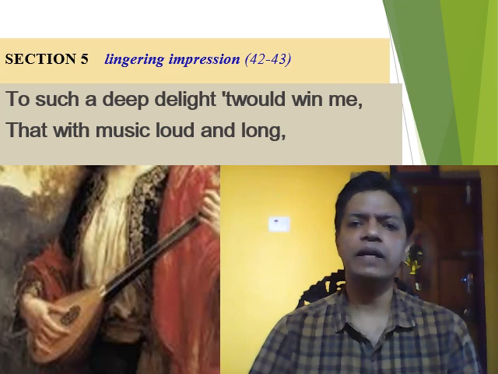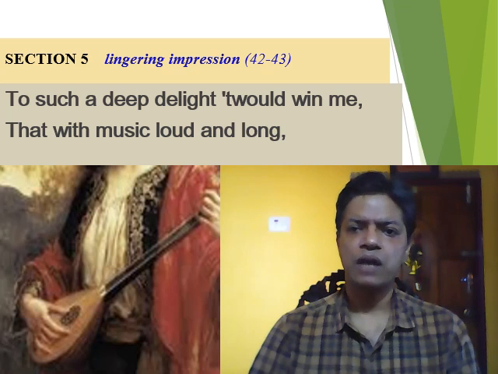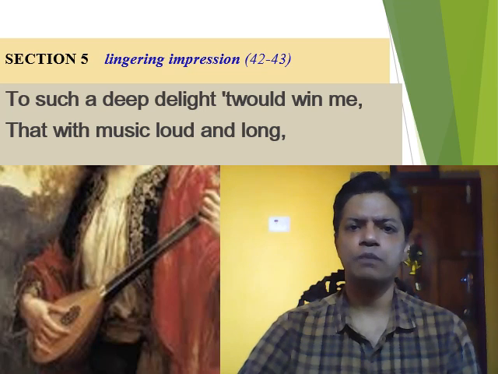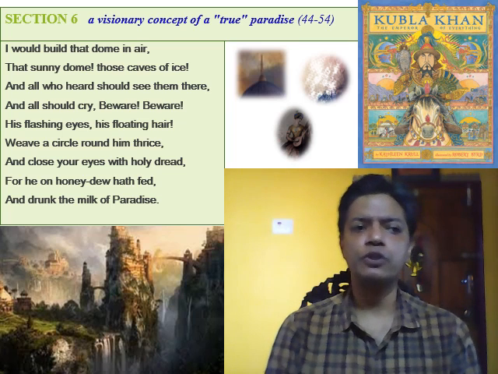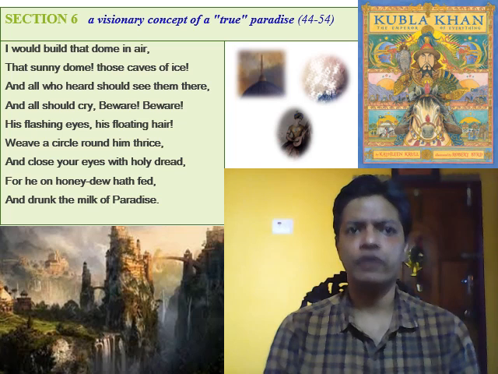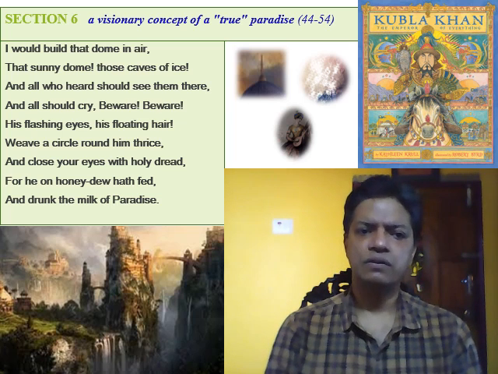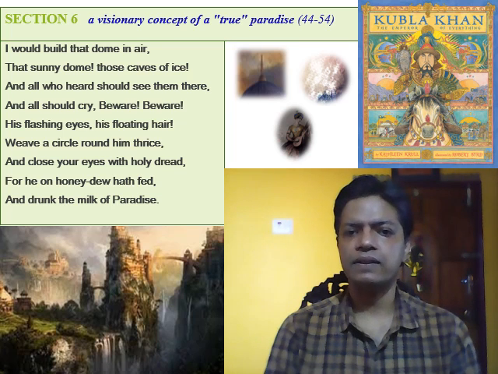And this dome is a figment of poetic imagination, produced after long contemplation and spontaneous outburst through the visionary experience. So we have the visionary concept of the true paradise coming in the concluding section of the poem, line number 44 to 54. So the poet talks about this visionary concept of a fabled paradise.